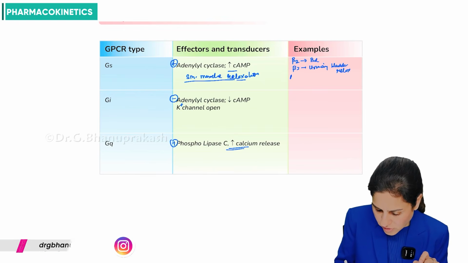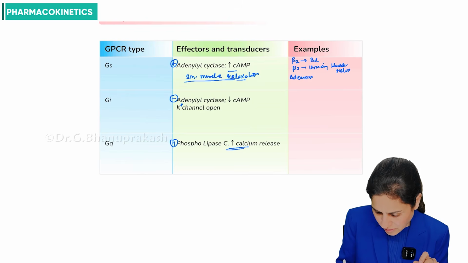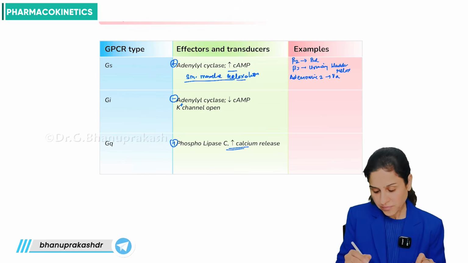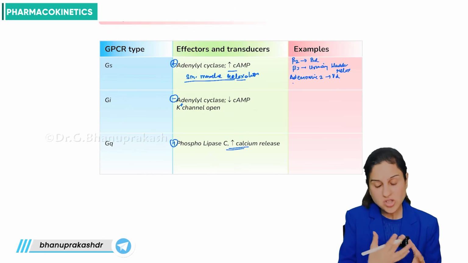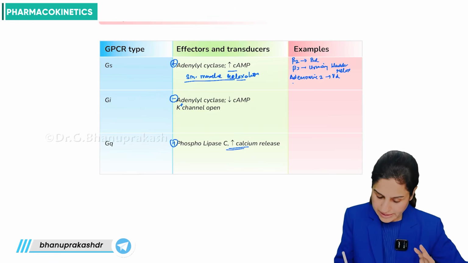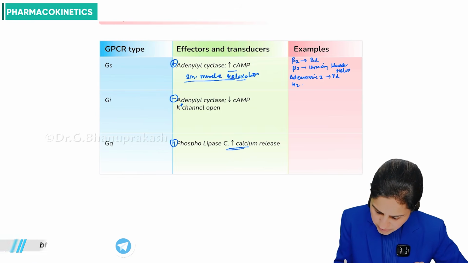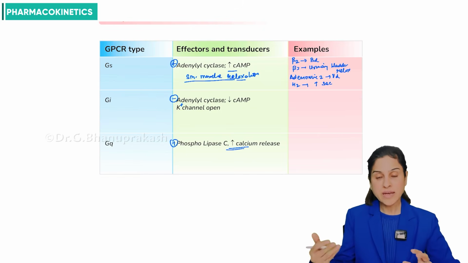Then we have adenosine 2, it causes vasodilatation, right? And glands, if they are present, they lead to increase in the secretions of the gland. That's also another important thing. So for H2 receptors, they increase the secretions of HCl.